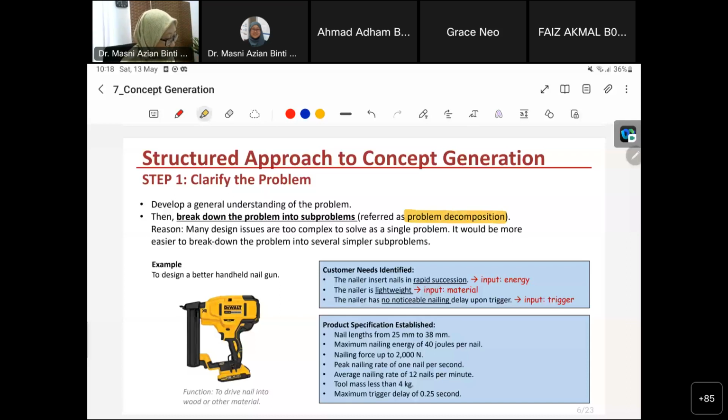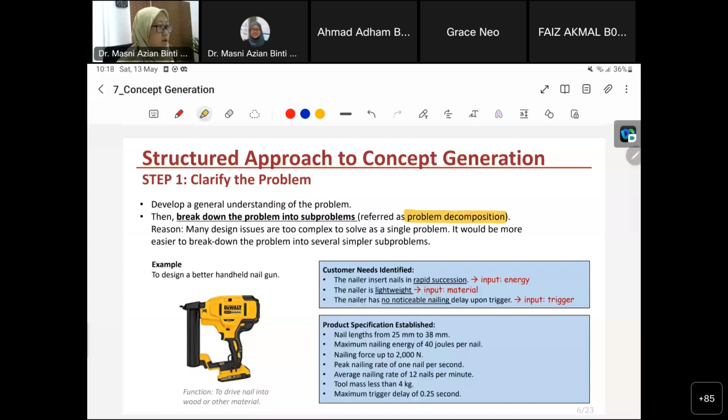So for example, in this case, for a better design, the customer's statements are usually very generic. They want something fast, rapid succession. Nailer inserts nails in a rapid succession. That's the first thing that they want. The second one is they want the nailer to be lightweight. They want the tool to be light.